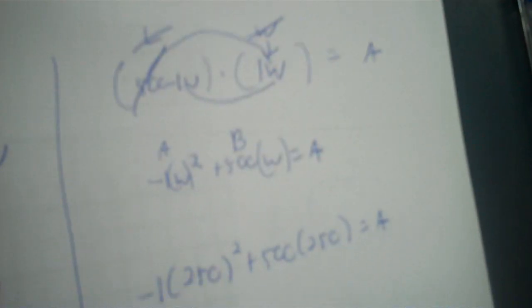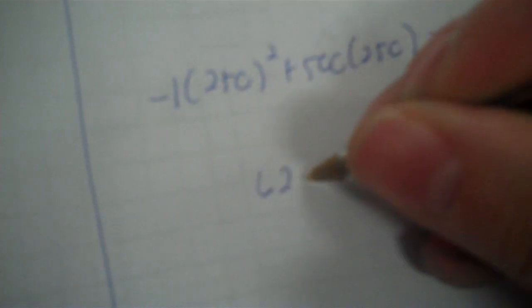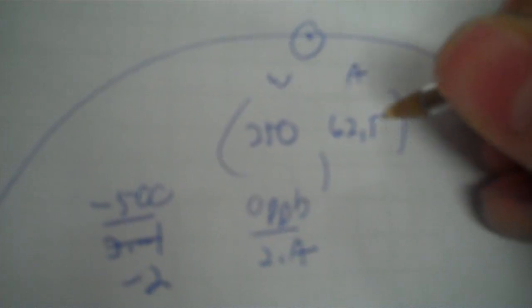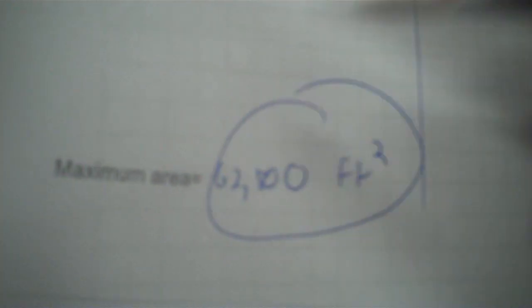-1, 250 to the second power plus 500, 250, 62,500. Now the area on that is 62,500 square feet. So feet to the second, or you can write square feet.